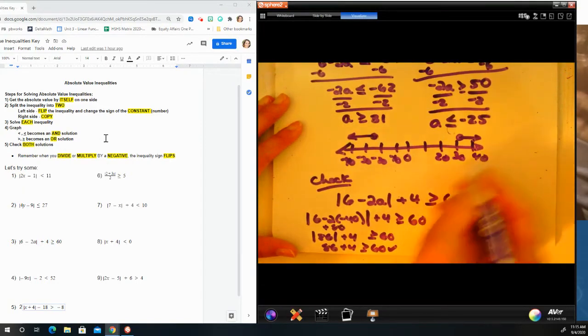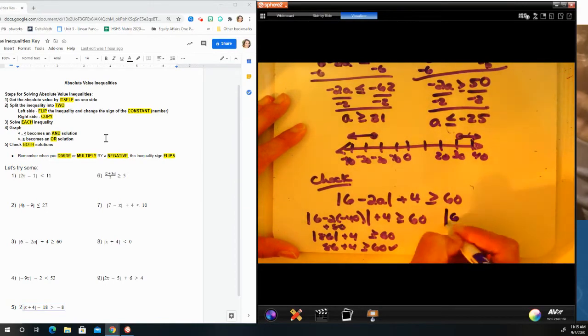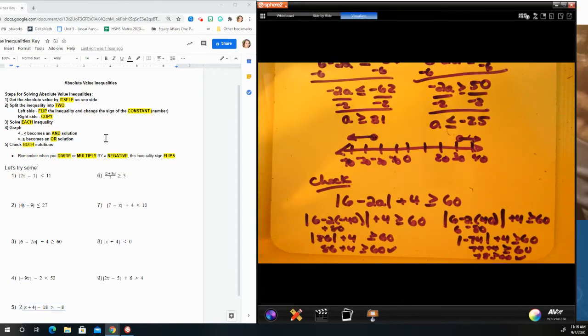Then I want to just check a solution over here. So maybe I want to use positive 40. So absolute value of 6 minus 2 times positive 40 plus 4, and I want to make sure that that's greater than or equal to. So that would give me negative 80. So 6 minus negative 80 actually is negative 74. So negative 74 is 74 away from 0. So is 78 greater than or equal to 60? Yes. So that's how you would check your solution.